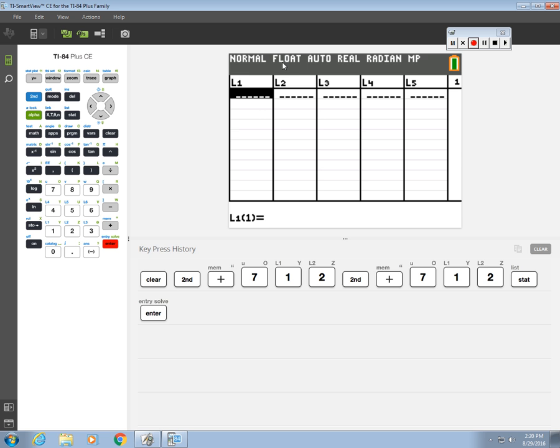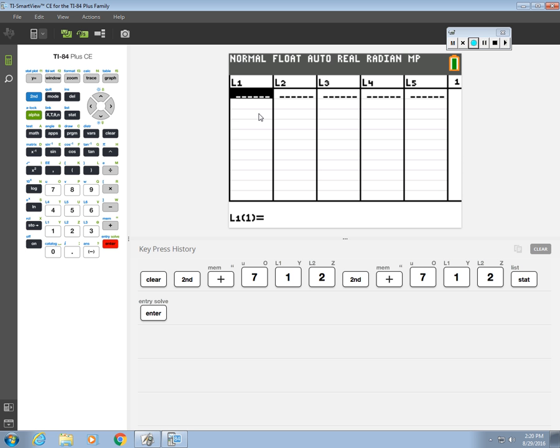Now that everybody did the second plus sign 7, 1, 2 and cleared your memory, everybody should have L1 and L2. Sometimes kids will accidentally delete that out when they're trying to just delete the numbers, and then all of a sudden it starts at L2 and L1's missing. That means you need to reset the calculator to go back to the default settings. Okay, in L1, we're going to place all of our x values.